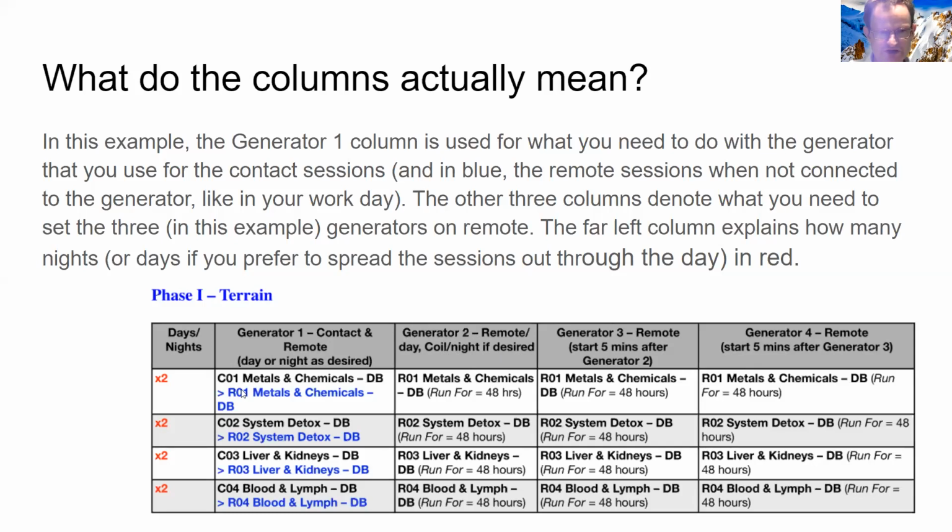The words we've got here on the left-hand side there, CO1, it just means that's preset 1 of the contact part of the Morgellons and Lyme protocol. RO1 means that's the preset 1 from the remote part of the Morgellons and Lyme protocol. Does that make sense?